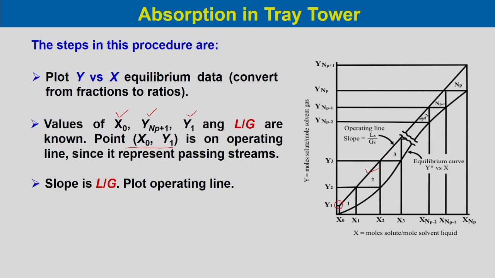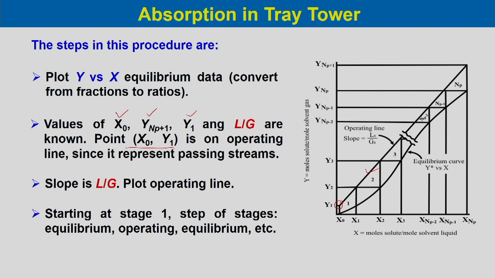We have plotted the equilibrium line here and we can plot the operating line with this data. Then we can calculate the number of stages. Now, starting from this point, this is the passing streams at every point or mixing point. From here, at a particular plate, it reaches the equilibrium for the ideal stages. So from these passing streams we need to proceed to the equilibrium line. This represents one equilibrium stage or one ideal stage.